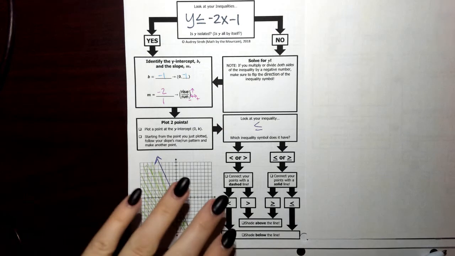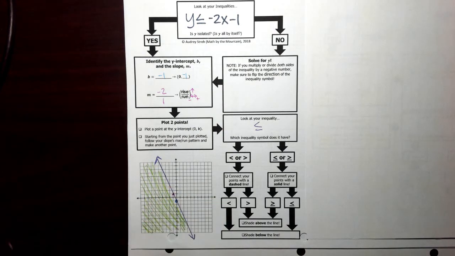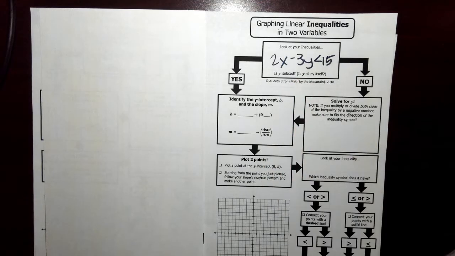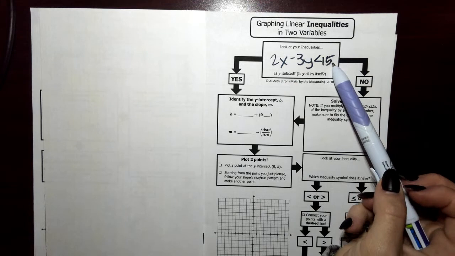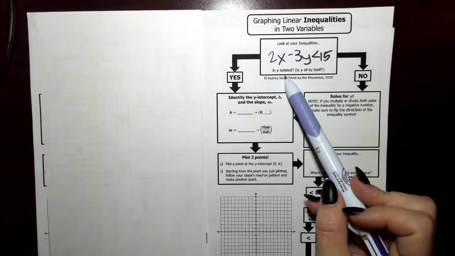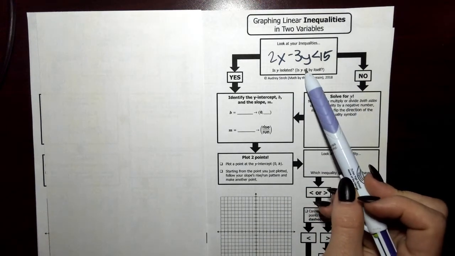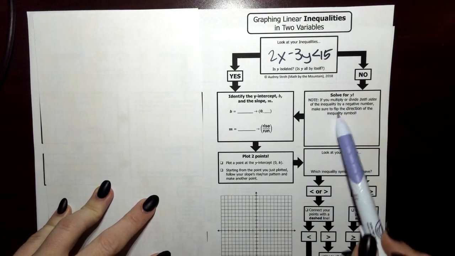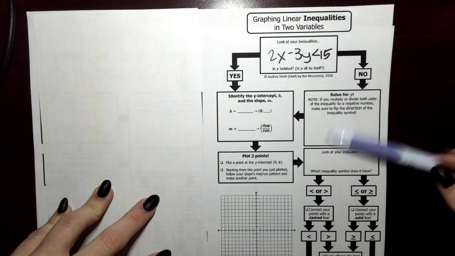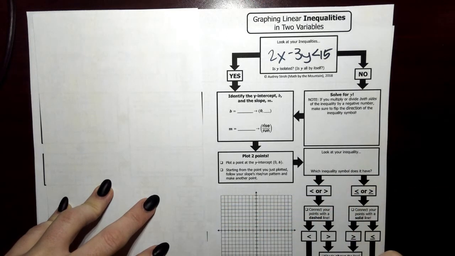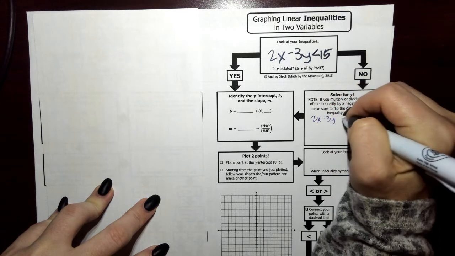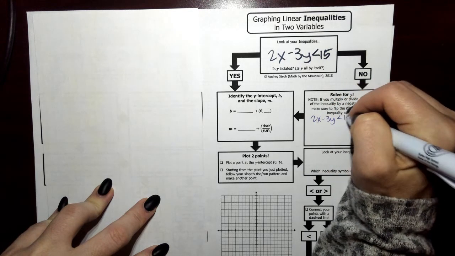Okay, let's look at another example. Okay, we got 2x minus 3y is less than 15. So our first question was, is y isolated? Is y by itself? This time, no, it's not. So we have an extra step to do here. We need to get y by itself. Always get y by itself. 2x minus 3y is less than 15.